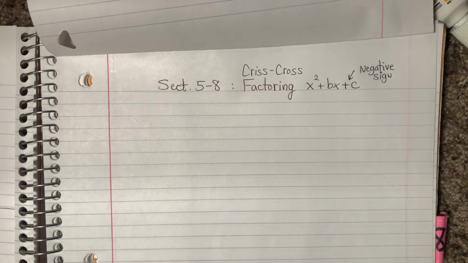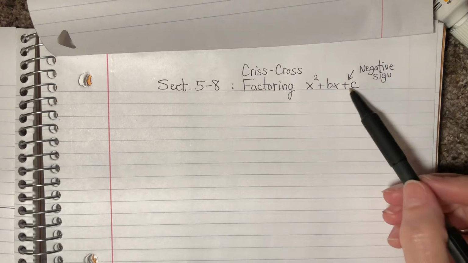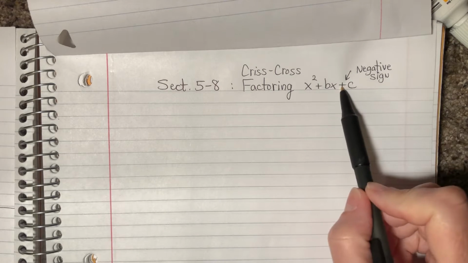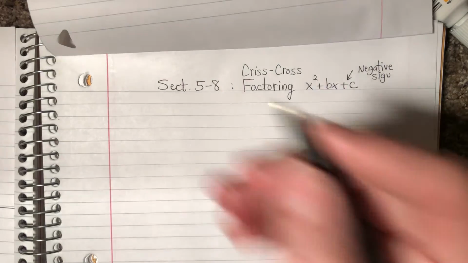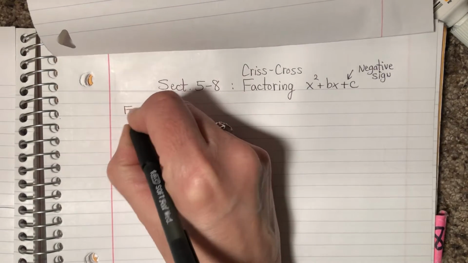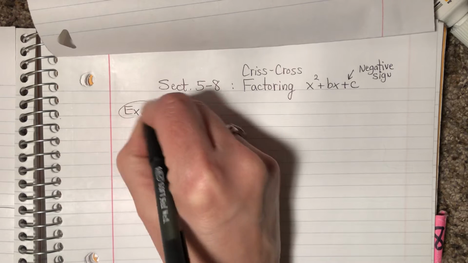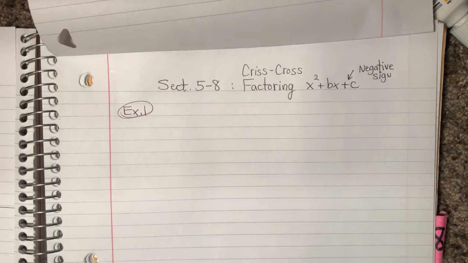So we're moving on to section 5.8, which luckily is a lot like section 5.7. The only difference is that the sign right here on the last number is going to be a negative. But the process is still the same. So all we really need to do is work some examples. On these problems I'm going to give you, again, there's not going to be a GCF, and I'll tell you how many primes there are, so you'll have an idea.